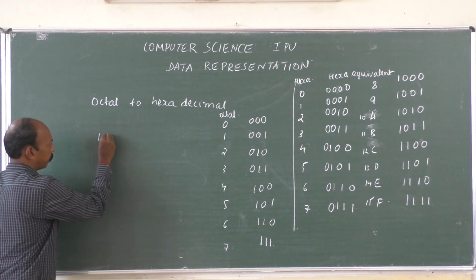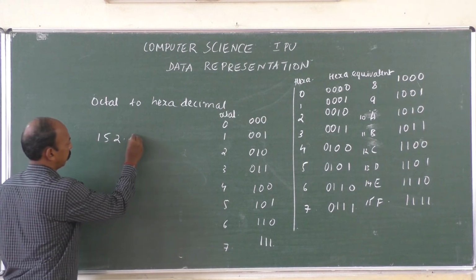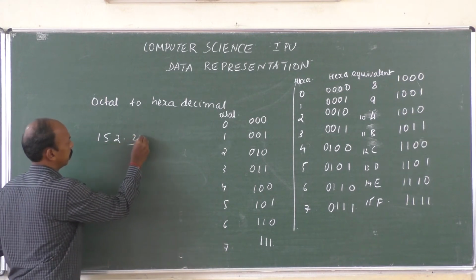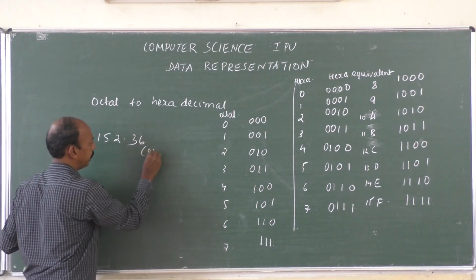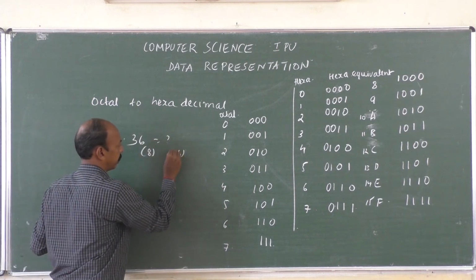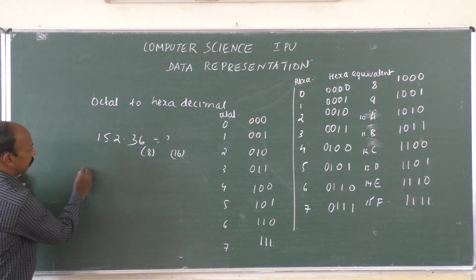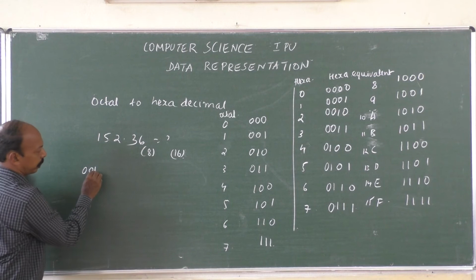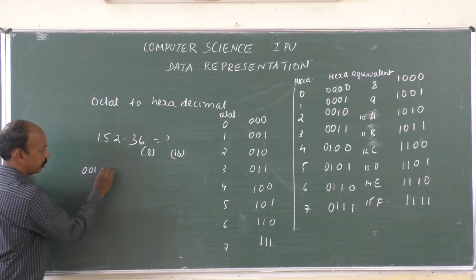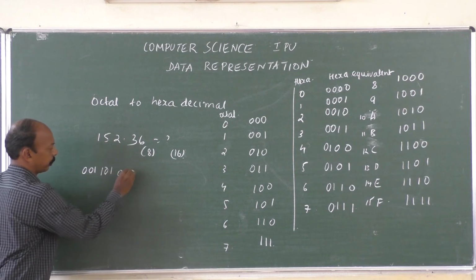One, five, 2.36 to the base 8 is how much to the base 16? 1 is 001. 5 is 101. 2 is 010.